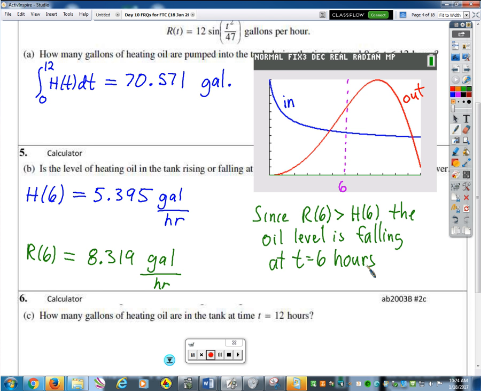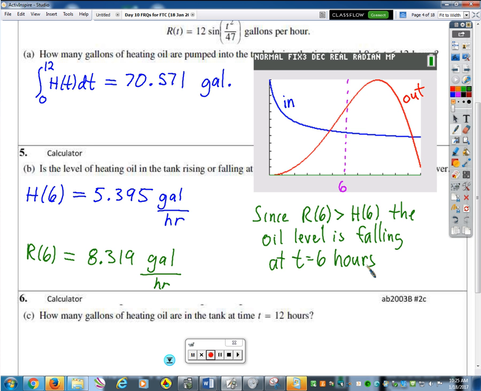Please, Chen. I just have a question on how I wrote it. I wrote that the level of heating oil is falling because H of 6 minus R of 6 is less than 0. Yeah, that's okay. And I have another question. When I first looked at this question, I started thinking through it wrong. I thought of doing the integral of h from time 0 to 6 minus the integral of r from time 0 to 6. But that would come up with how much the oil level has changed in total from time zero, right?